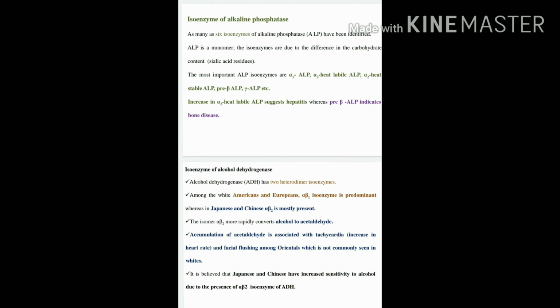The isoenzyme alpha beta 2 more rapidly converts alcohol into acetaldehyde. The accumulation of acetaldehyde is associated with tachycardia, which means an increase in heart rate. It is believed that the Japanese and Chinese have increased sensitivity to alcohol due to the presence of the alpha beta 2 isoenzyme of ADH.